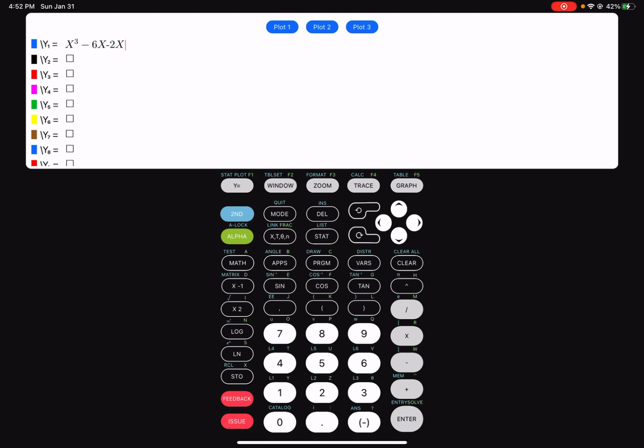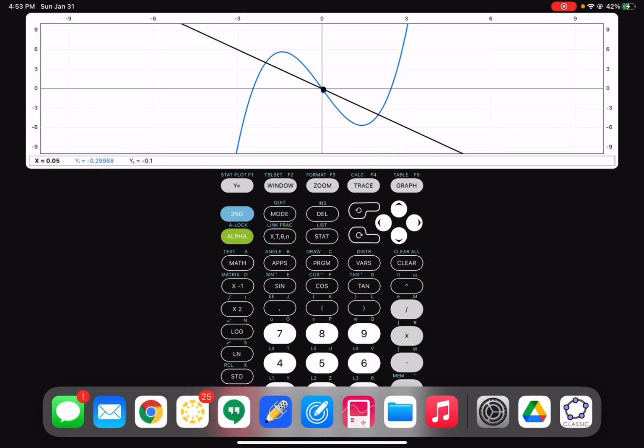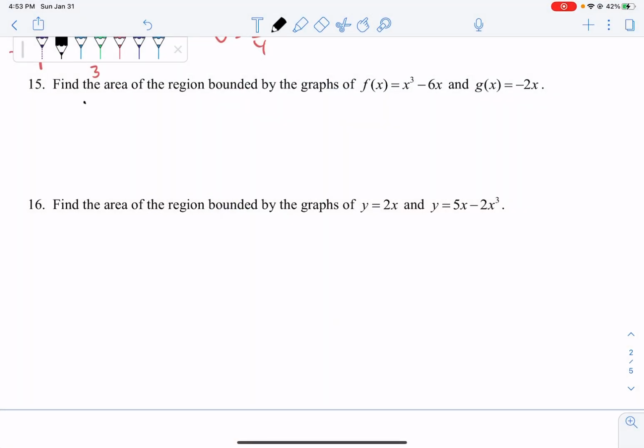Enter, go down. Negative 2x. All right. So when I graph, that makes sense, right? The blue one looks like my x cubed, and the negative 2x has a slope of negative 2. So my function looks something like this. It's going up through 0, and it's going up again, and then my negative 2x is coming through here.